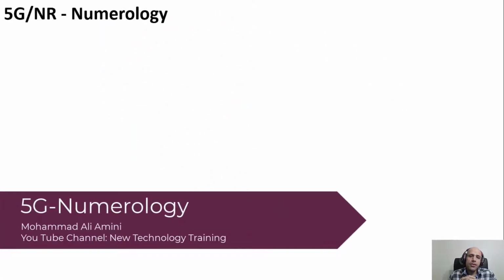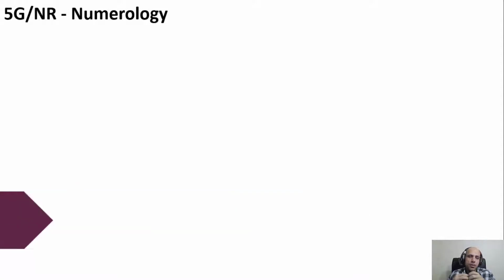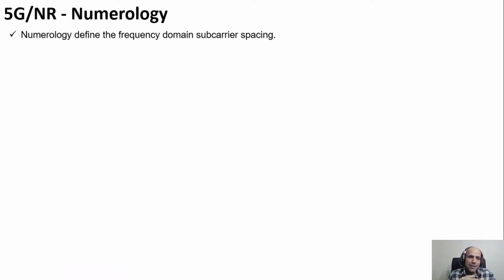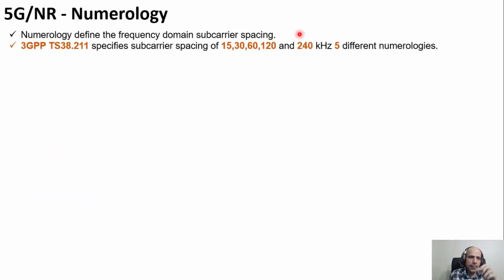First of all, we are going to discuss the meaning of numerology. Actually, numerology defines the frequency domain subcarrier spacing. So the meaning of numerology is subcarrier spacing. As far as 3GPP is the main concern in 5G technology, 3GPP TS 38.211 specified the subcarrier spacing of different numerologies, 5 types of different numerology: 15, 30, 60, 120, and 240 kHz.